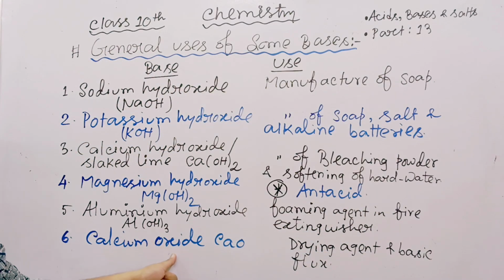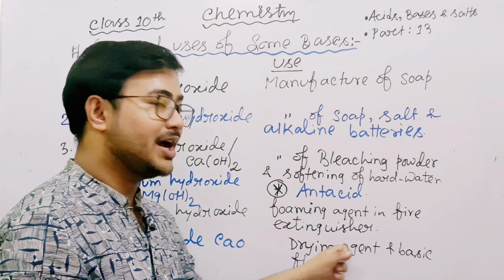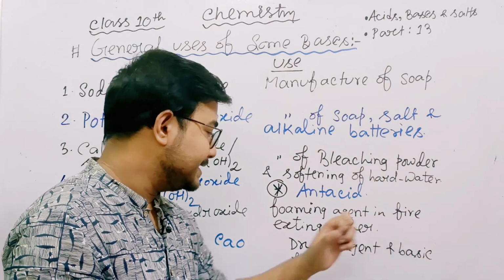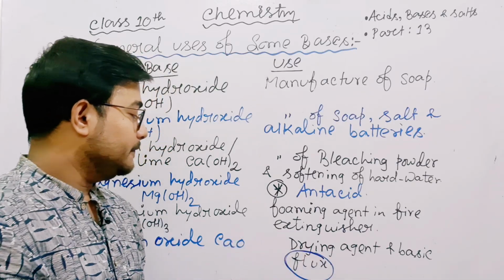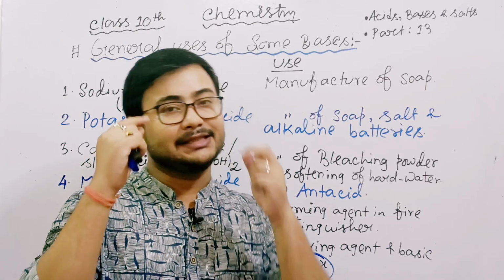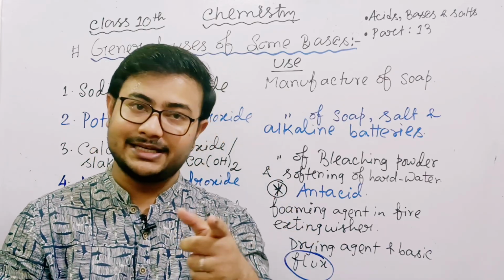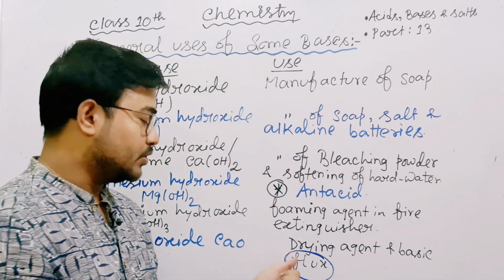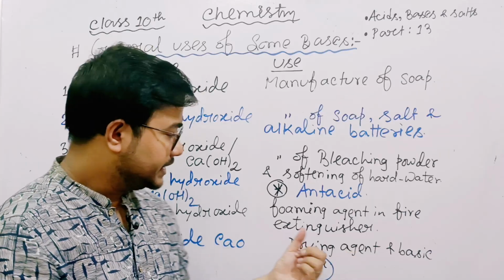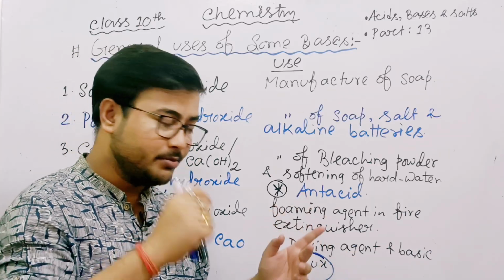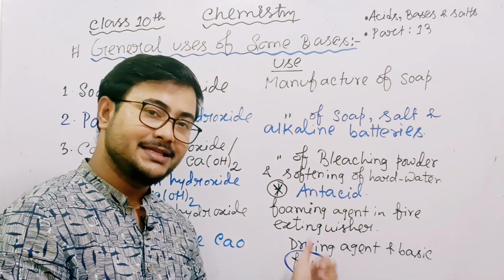Next, calcium oxide. Formula is CaO. Calcium oxide is used as a drying agent and as a basic flux. Now some of you may ask, what is flux? The concept of flux I will discuss in another chapter, metallurgy, in class 10. Whenever I discuss metallurgy, I will clear the concept of flux. Now memorize: calcium oxide is used as a drying agent and as a basic flux.